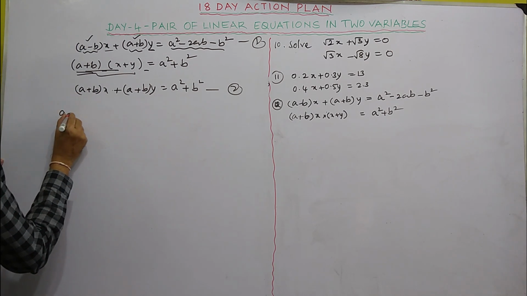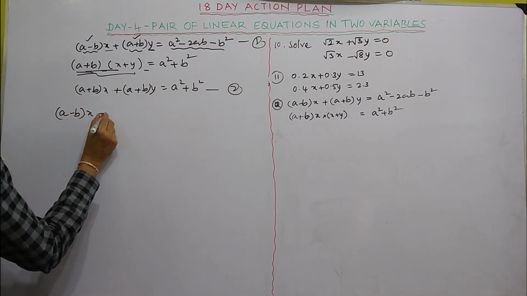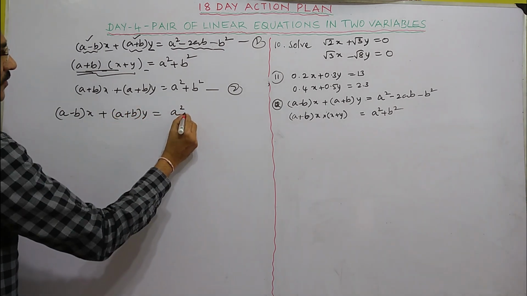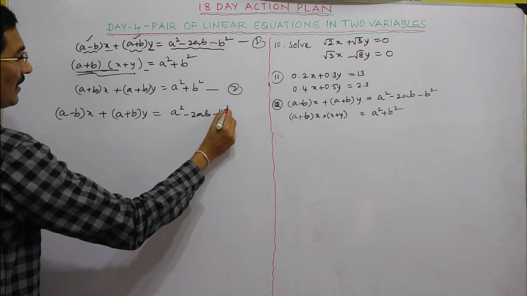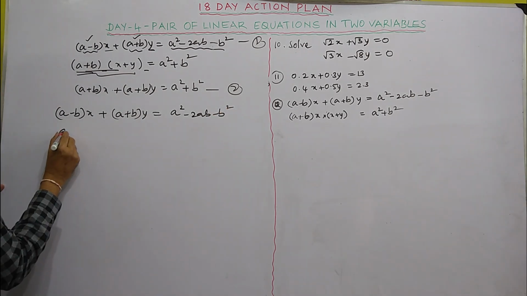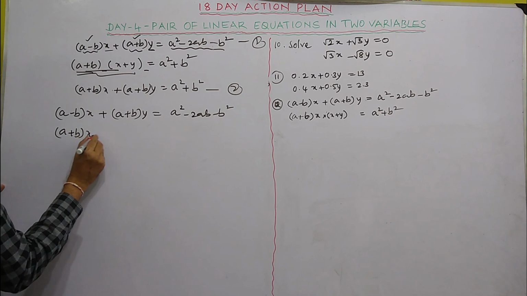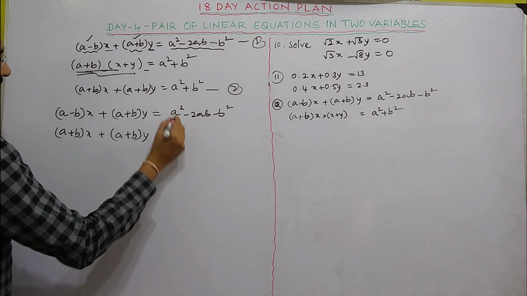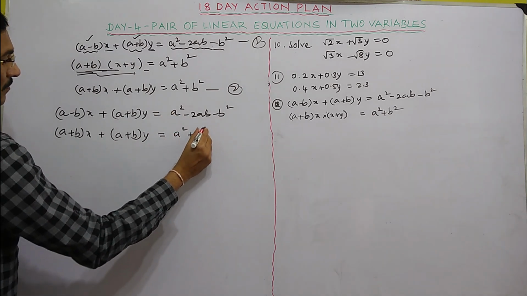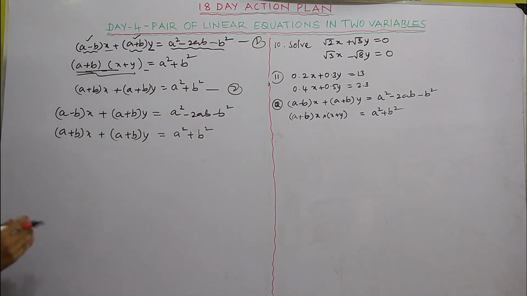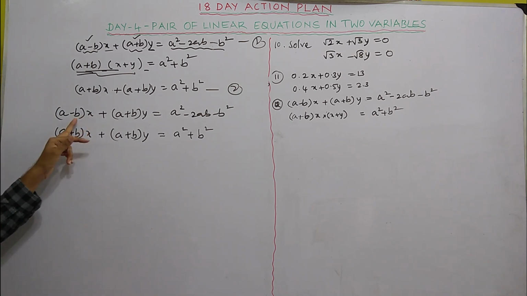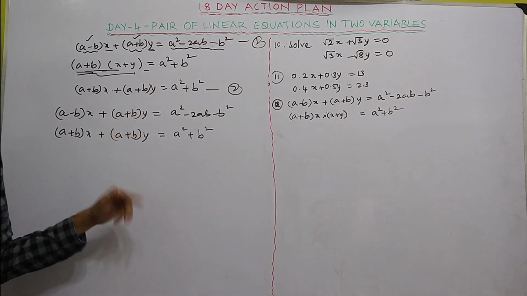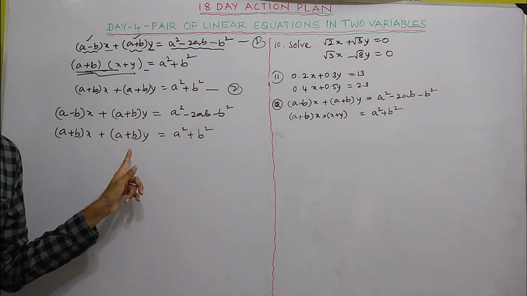So the first one is (a − b) x + (a + b) y = a² − 2ab − b². Now the second equation is (a + b) x + (a + b) y = a² + b². Now what can we do? So here the coefficients of x are not the same to eliminate. Let us check the coefficients of y. They are the same, so you can simply eliminate by changing the sign.